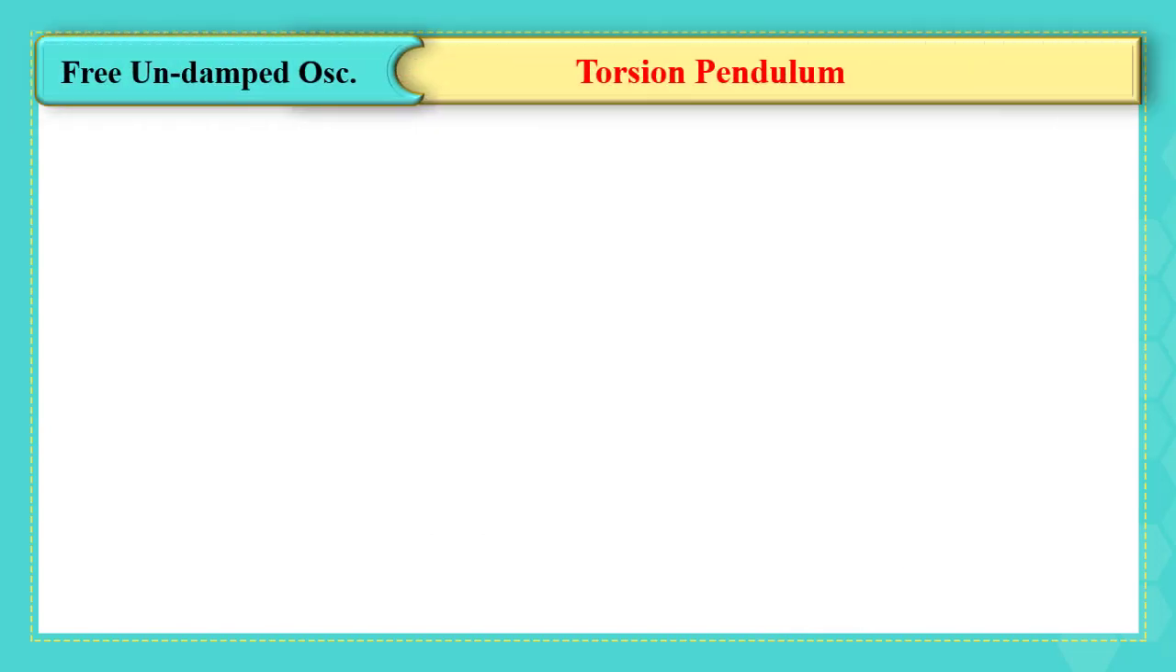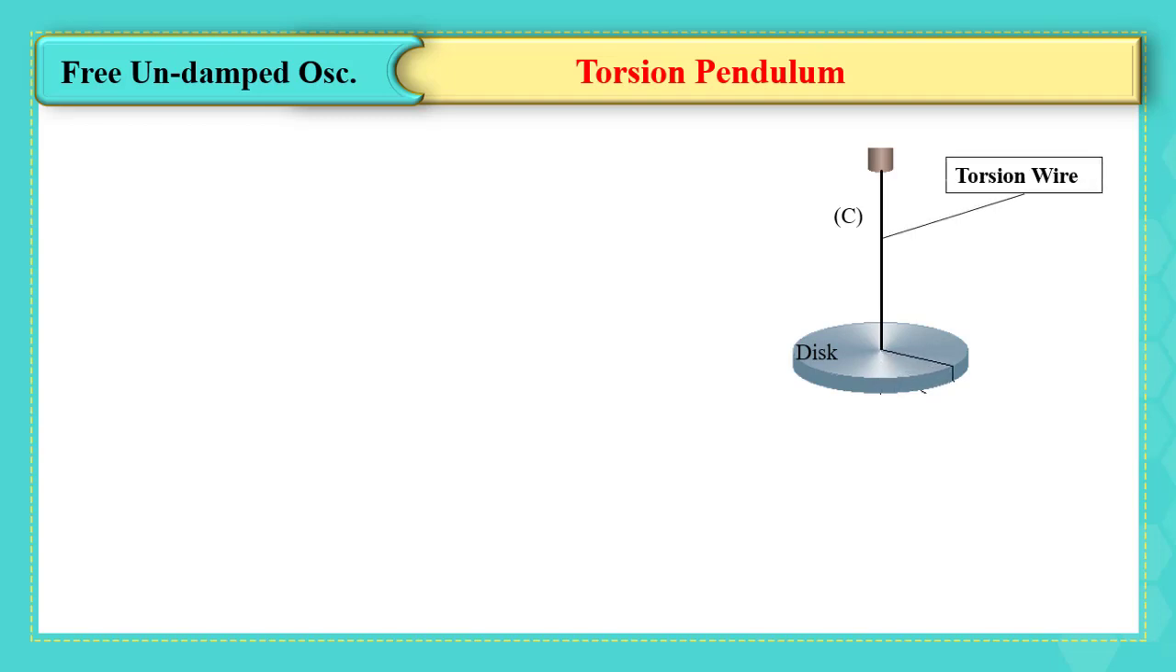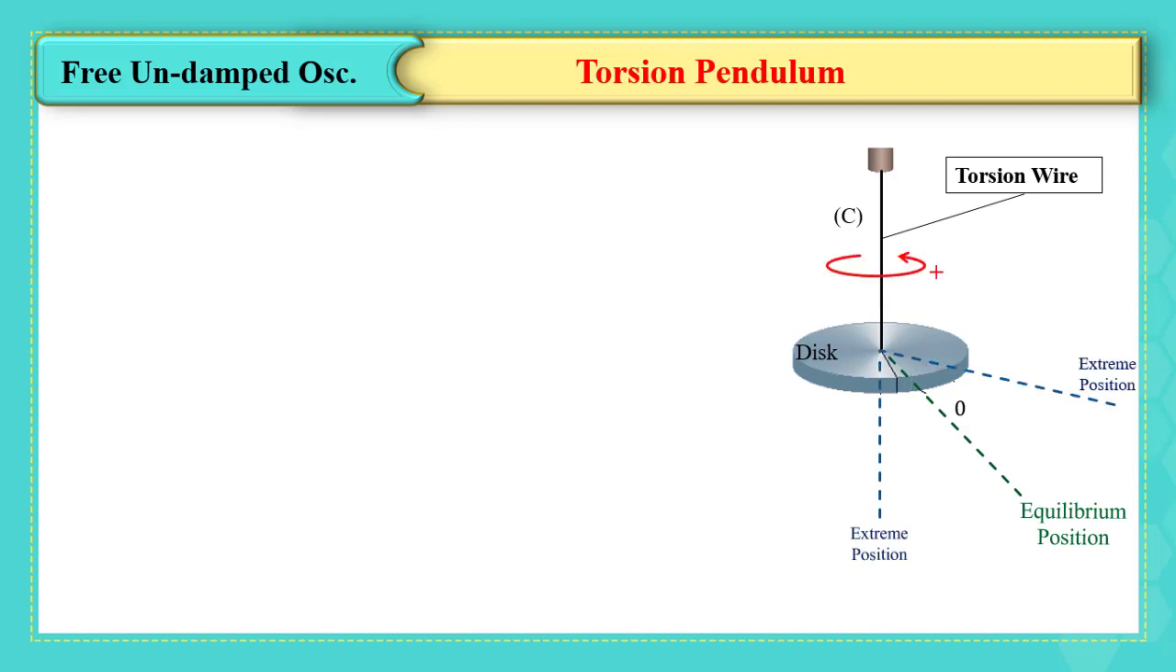To study its free and damped oscillatory motion, we are going to consider this torsion pendulum. If the torsion wire is twisted by an angle theta, the pendulum starts to oscillate between two extremum positions. The positive sense of rotation is taken clockwise. In this case, when the disc rotates in the positive direction, then its angular velocity is positive, while if it rotates in the negative direction, then its angular velocity will be negative. The equilibrium position is characterized by a zero angular abscissa, which is theta equals 0.